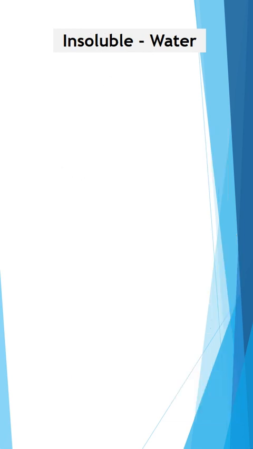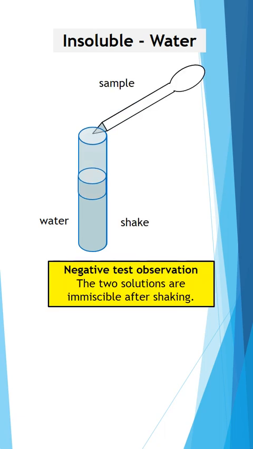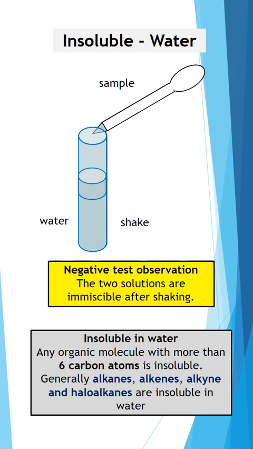So, insoluble. We have a certain number of compounds that are always insoluble. That means if we add the sample to water and we shake it, we still have 2 observable distinct layers. They are said to be immiscible, and that means they don't dissolve. The ones that don't dissolve are always organic compounds with 6 or more carbons. So if you have organic compounds with 6 or more carbons, they can't dissolve in water well enough, so you'll see 2 layers. And generally all alkanes, alkenes, alkynes and haloalkanes are insoluble in water.